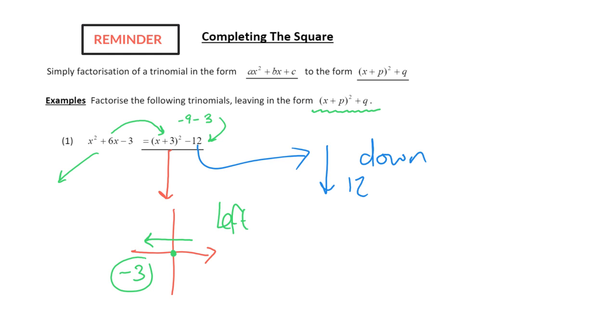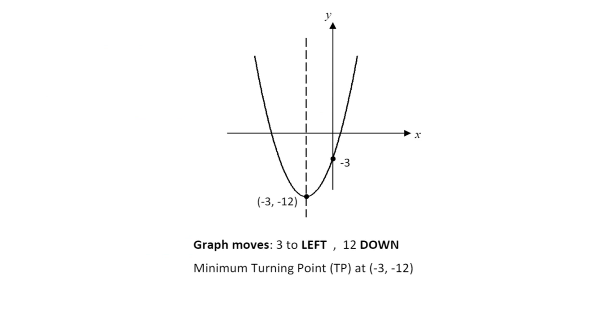Now, what impact does that have in the graph? So we said before that the movement was 3 left and 12 down. Now the graph and this point where we get 3 is something we're going to look at at a later date. But at the moment, we would have been starting at the green at the origin. We will have moved left 3, and then down 12. So the turning point now is a minimum, first of all, because it's a positive parabola. It's -3, -12.